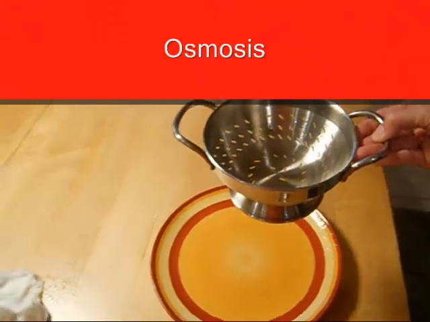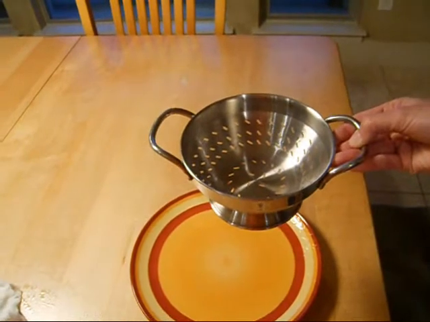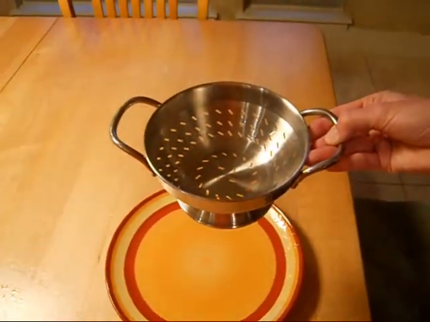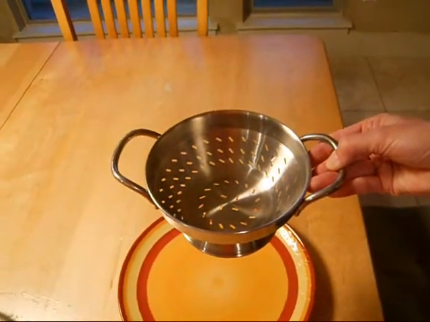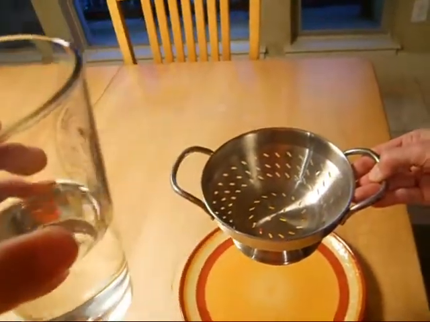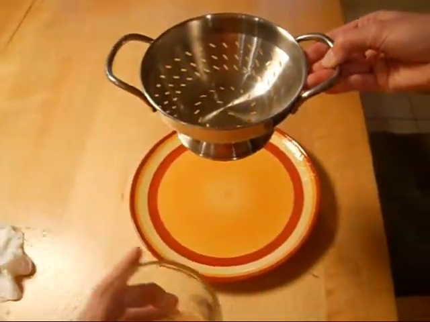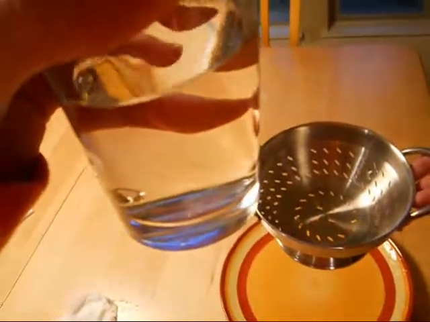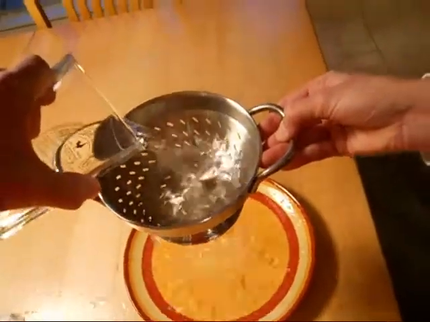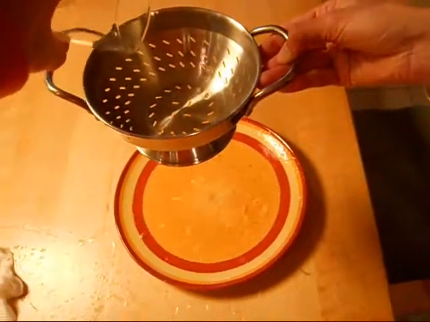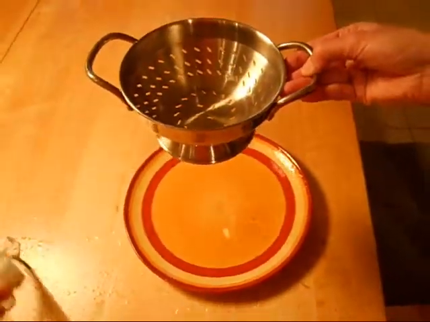Here we're representing diffusion of lipids or water across the cell membrane. The strainer is representing the cell membrane. The water is representing lipids or water. And then that is inside the cell membrane. See how it goes from high to a low concentration, more spread out. And that is diffusion across the cell membrane.